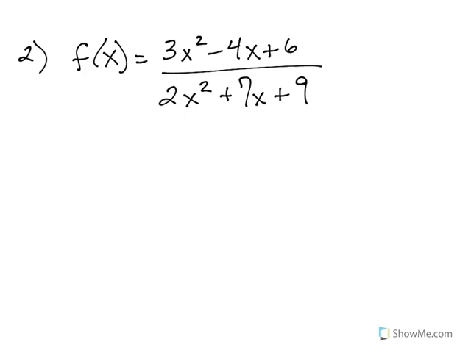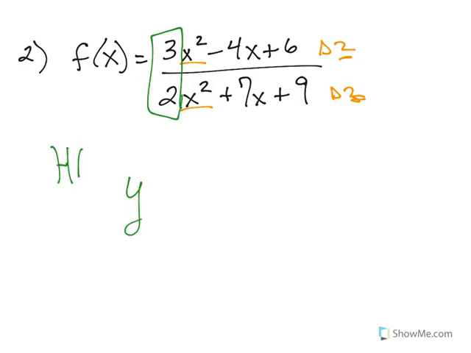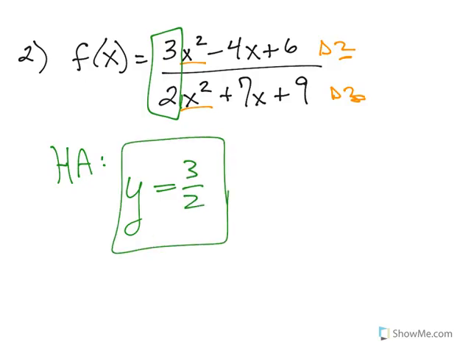Let's do another one. If I have the function f of x equals 3x squared minus 4x plus 6 all over 2x squared plus 7x plus 9, well, x squared, degree 2. x squared, degree 2. Since these are the same, we take the leading coefficients. So my horizontal asymptote is going to be y equals 3 over 2.